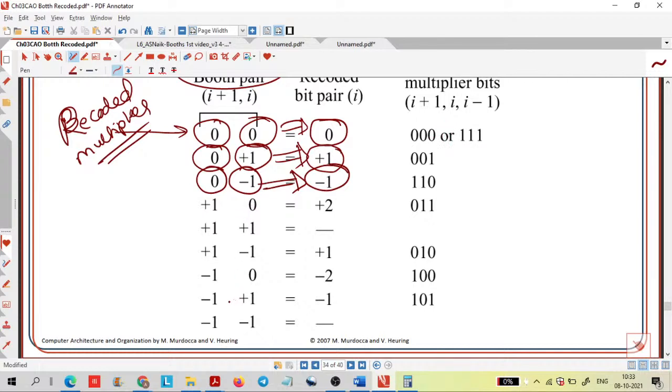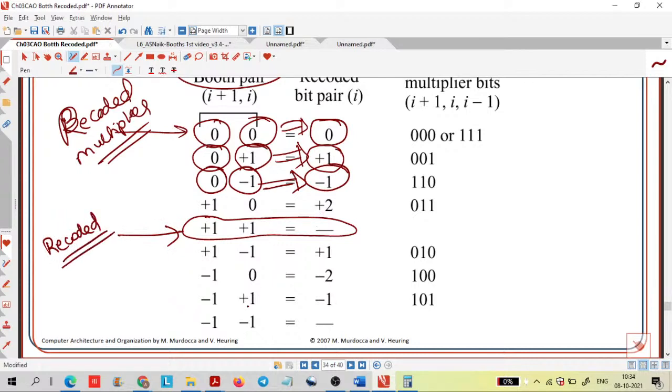But here you will find some difficulty, like you have to remember this table. This type of case you won't get, because there is no such option as per the rule of the recoded multiplier. Plus plus plus 1 doesn't come, and minus minus 1 also doesn't come, because in the recoded multiplier you will get either plus minus. These two cases don't occur.